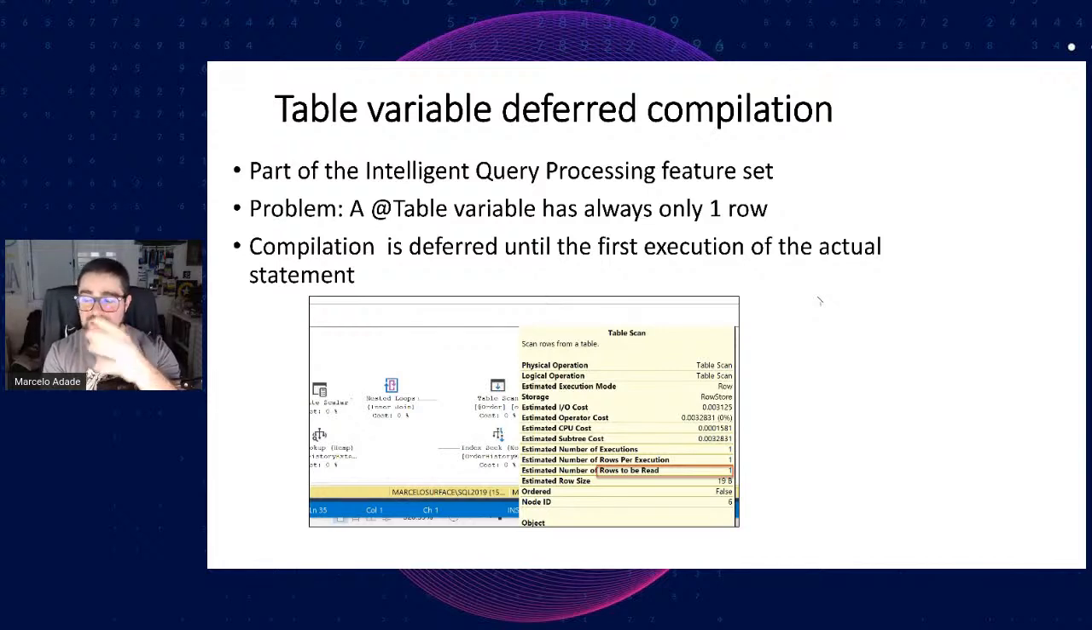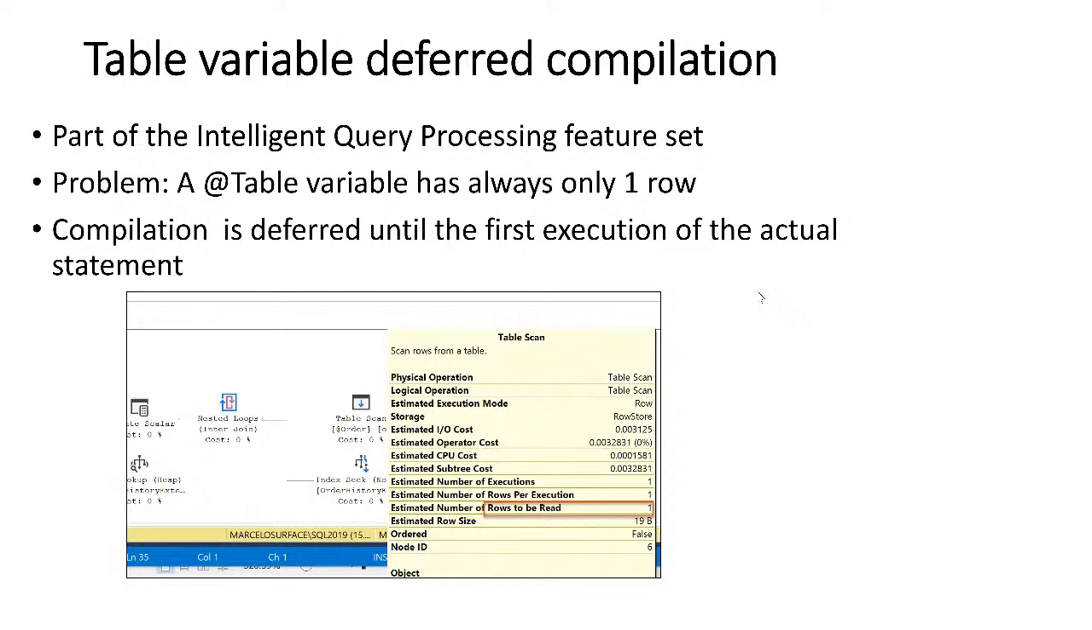So picture the following scenario. You have a stored procedure that's super common, and in this procedure you have a table variable, and this table variable is filled as a result of a query that returns millions of rows. Even hundreds of thousands is bad enough.